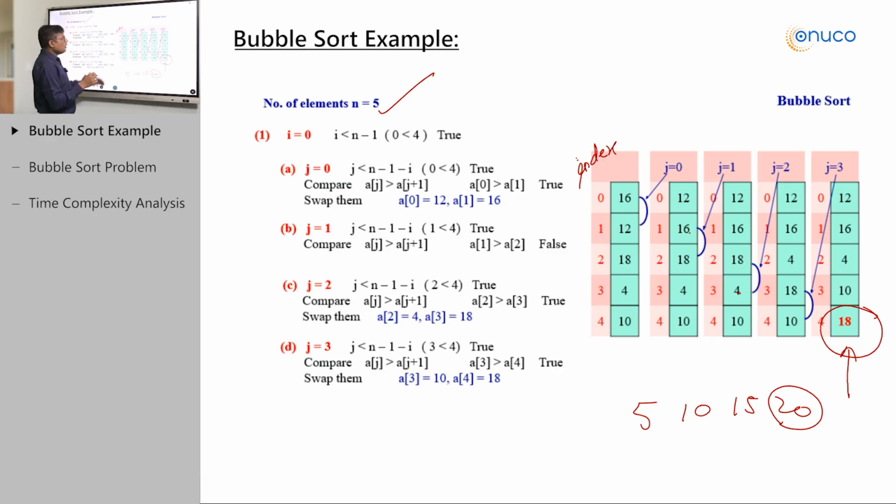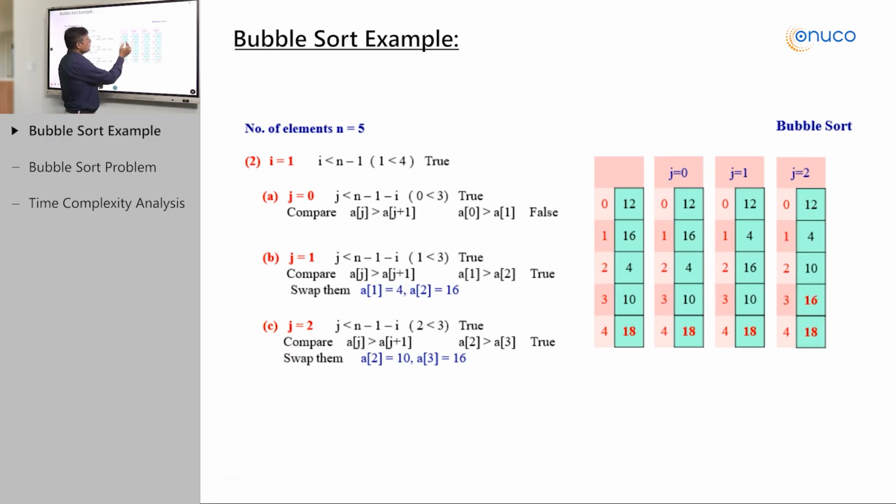Similarly, now the rest of the elements we have are 12, 16, 4, 10. Sorry, these 12, 16, 4, 10 are again not in ascending order, right? So next we are going to compare 12 and 16. If we compare 12 and 16, there is no change because 16 is greater than 12. Now we are going to compare 16 and 4.